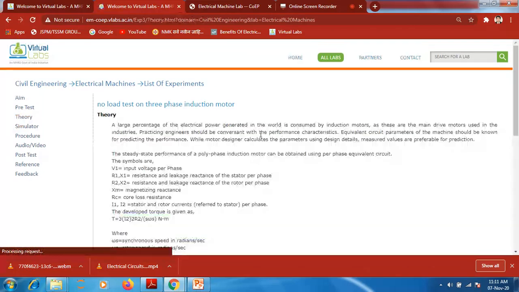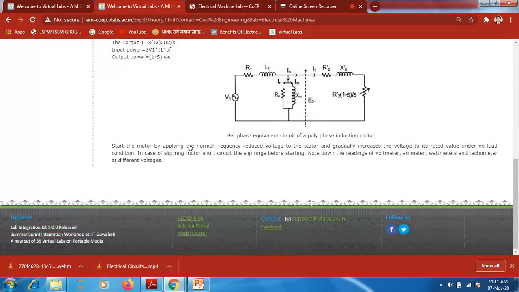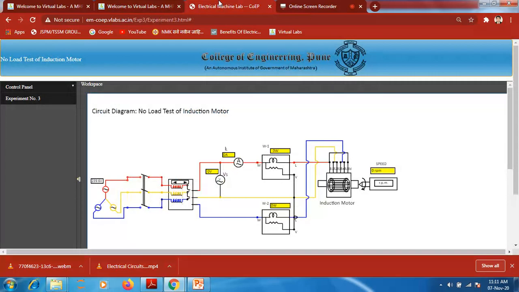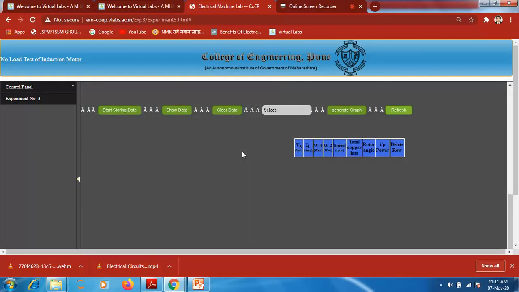So this is the theory actually, which we have already discussed, and we will go directly to the simulator part. Whenever I open the simulator part, it will show experiment number 3. By just plug and play, or by picking and dropping this experiment number 3 into this space, you will get this type of diagram over here.